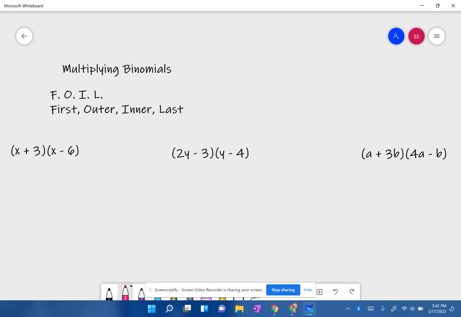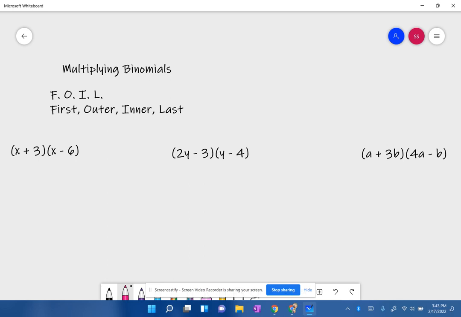Today's topic is multiplying binomials. Binomials have two terms, and the acronym to help us remember how to multiply binomials is called FOIL, where we multiply our first, outer, inner, and last terms together. And this is really just to help you not forget to multiply any terms, because all terms need to be multiplied here. So let's get started with our first example.